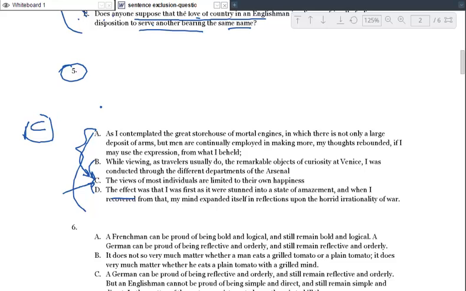But if at all I have to create a sequence, then I would start with B, right? It says, while viewing, as travelers usually do, the remarkable objects of curiosity at Venice, I was conducted through the different departments of the arsenal, right? And then you would say A. As I contemplated the great storehouse of mortal engines, in which there is not only a large deposit of arms, but men are continuously employed in making it, my thoughts rebounded, if I may use the expression, from what I beheld. And what was the effect?